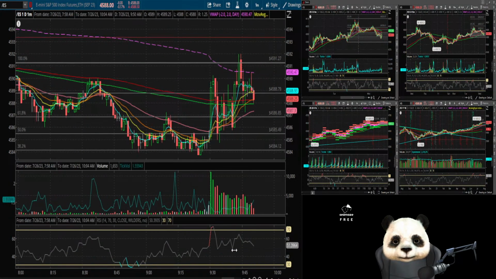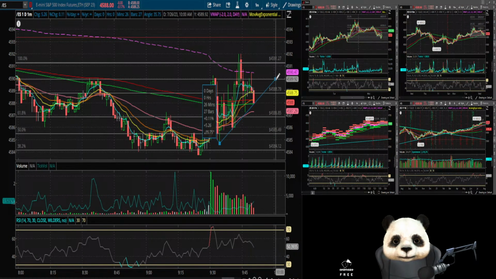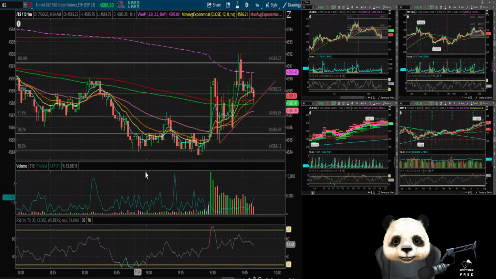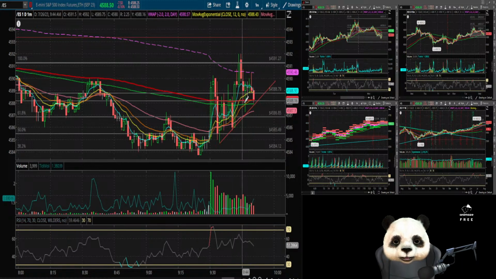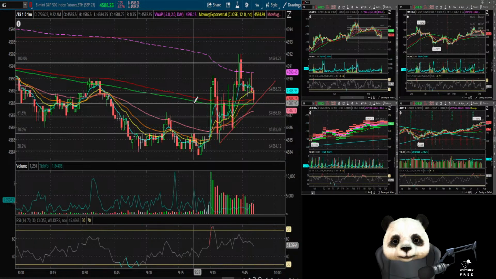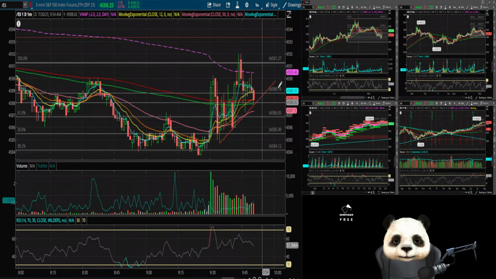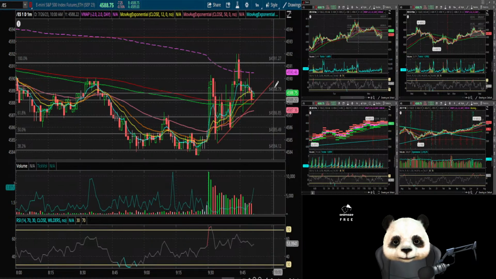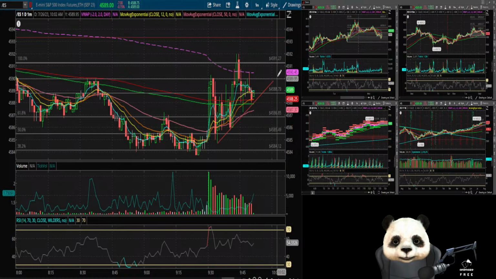Let's see if I can chart that out a little bit better. Got something like that going on. Still above the 200 SMA though. 200 SMA is a good indicator for me whether I should be bullish in a trade or bearish in a trade. If it's chopping around the 200 SMA, I like to stay away. It's just a good rule of thumb in my opinion.